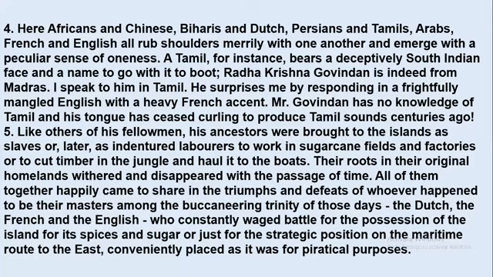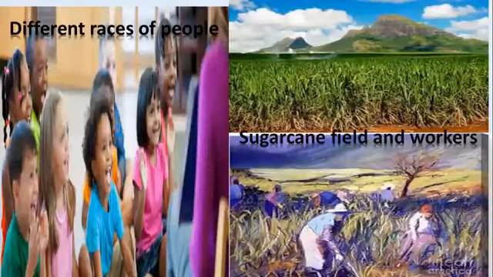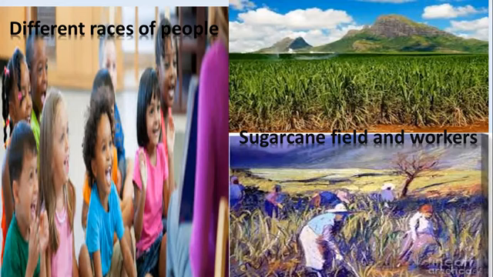The author here is trying to give us the history of Mauritius, how it was in the ancient days. Here you can see different races of people all together enjoying and sitting together without any partiality. You can also see the sugarcane fields and the workers working in that field. So this is how people from different countries were taken and made to work as laborers in the fields.